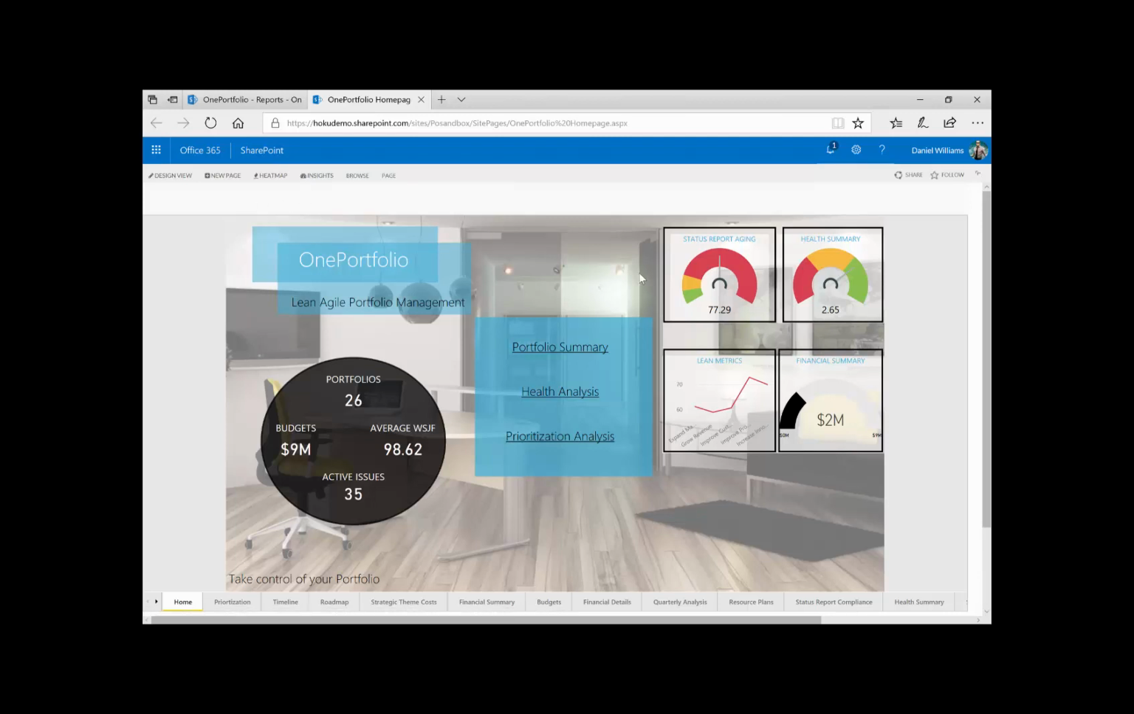Here on the OnePortfolio homepage, we see a blend of high-level portfolio metrics, some visualizations on the health of the portfolio like status report aging, health summaries, financial summaries, and even lean metrics for the portfolio overall. It even has some navigational capabilities to get us to specific update areas of the system. Let's go in and take a look at some of these capabilities.